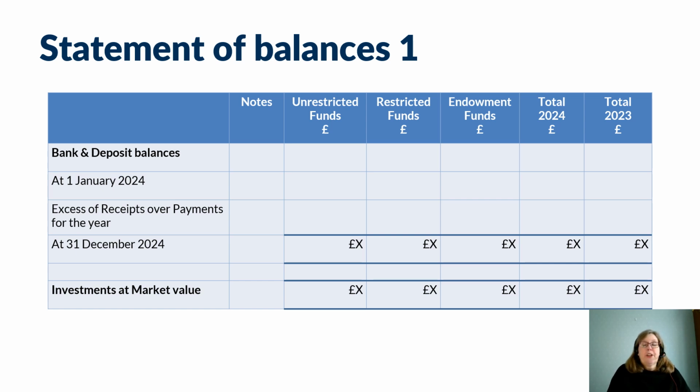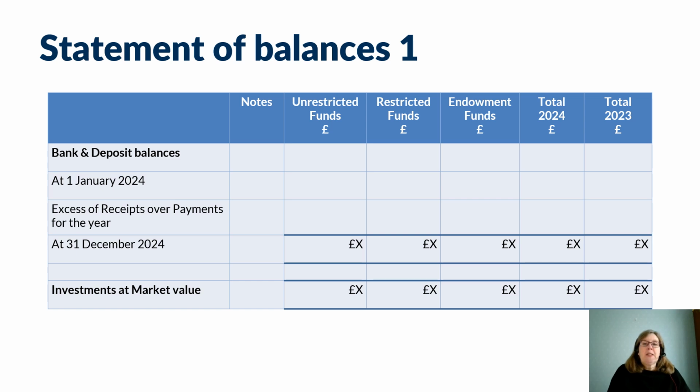The next part of our accounts is the statement of balances, and again I've split this over two slides so that you can see it. The first bit is the bit that reconciles the opening cash and bank balances to the closing cash and bank balances, and it picks up the surplus or deficit from the previous statement, the receipts and payments account itself. This is the only place in these accounts where things need to square. As long as opening plus receipts minus payments equals closing, then everything's okay.